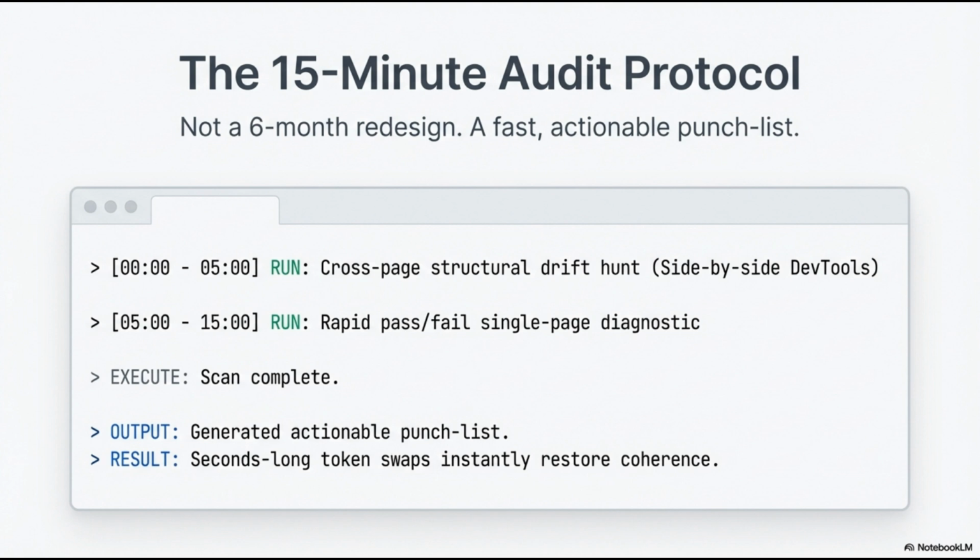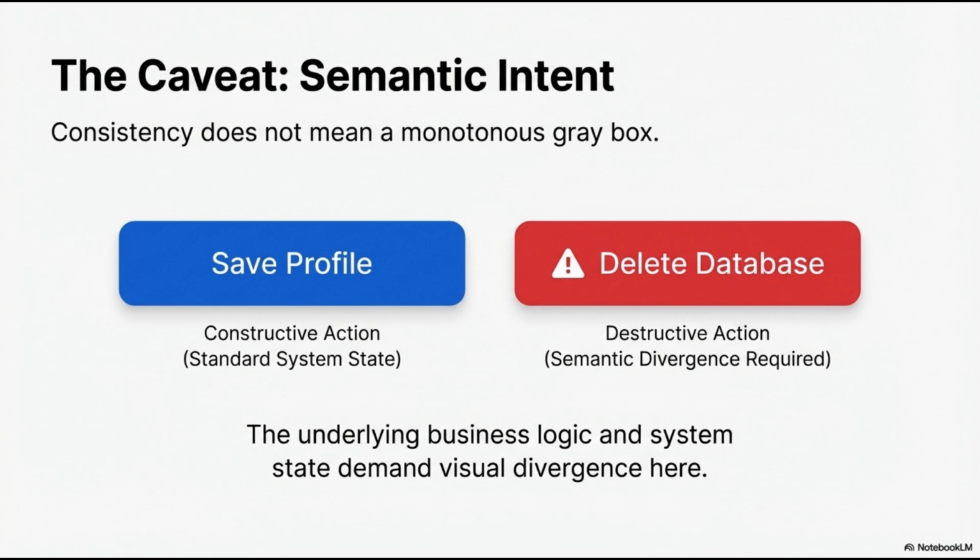Right, and this raises an important question from the source material. There is a huge caveat here. Consistency does not mean monotony. Intentional, meaningful variation is a core part of good design. Give me an example. Think about a destructive action versus a constructive one. A button to permanently delete a database absolutely must look different from a button to save a user profile.